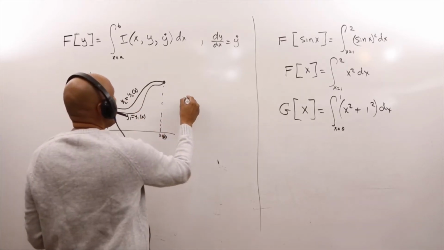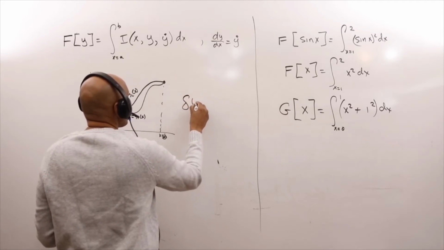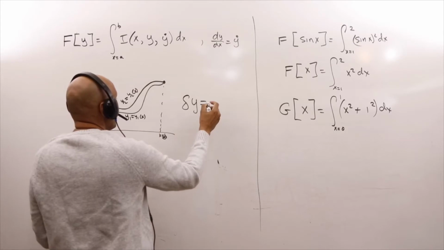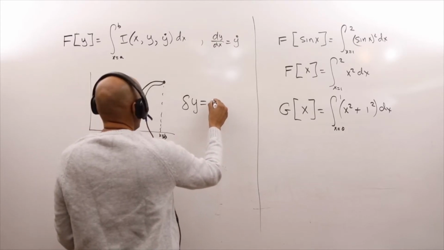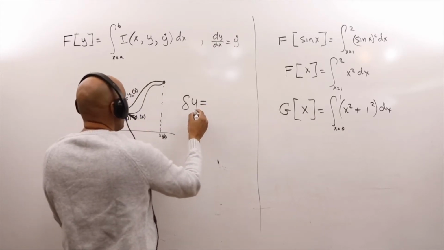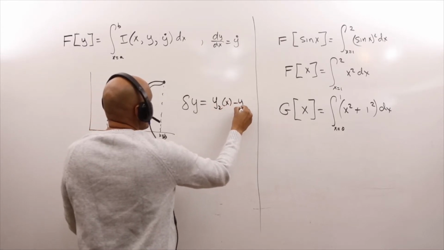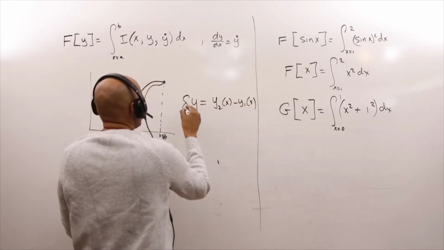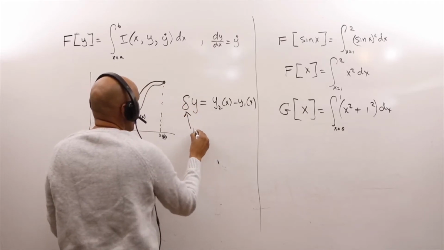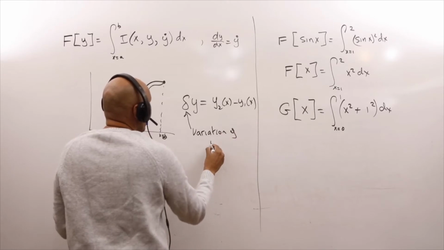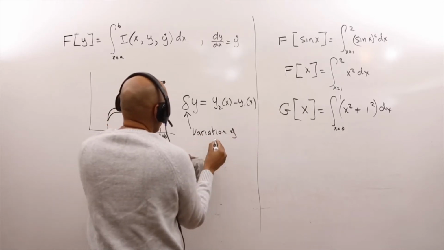We define the variation of the curve y1 as the difference, which I'll just call y2 at x minus y1 at x. So this is called a variation of the curve y.